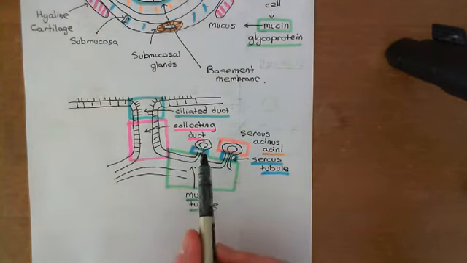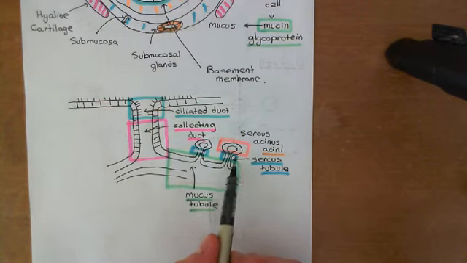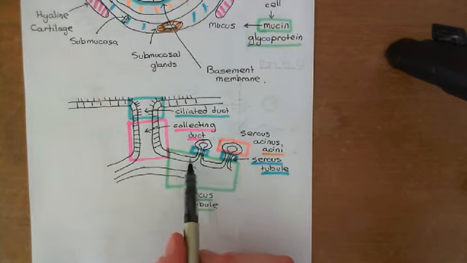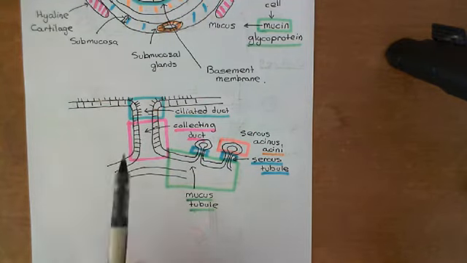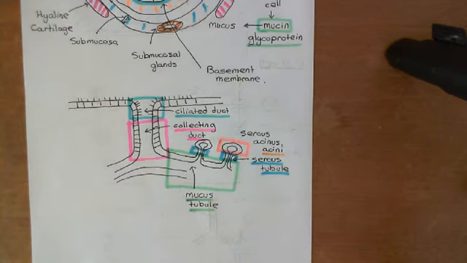You've got these serous acini draining into serous tubules, and then these serous tubules drain into mucus tubules, which then drain into collecting ducts, which then eventually become ciliated ducts, which open up onto the epithelial surface. Now, what are these submucosal glands doing then? They are secreting the mucus.